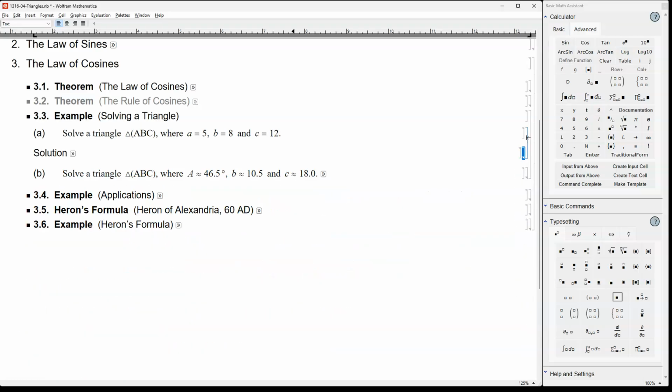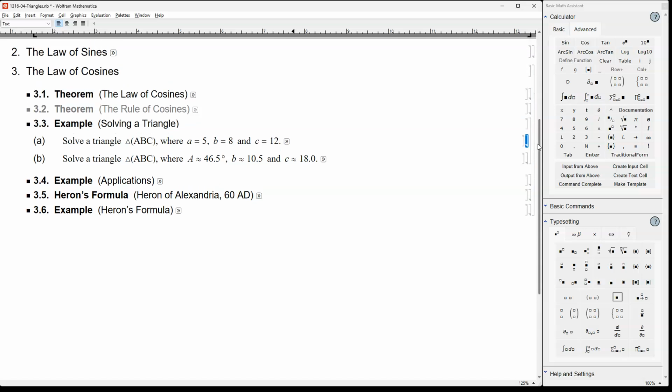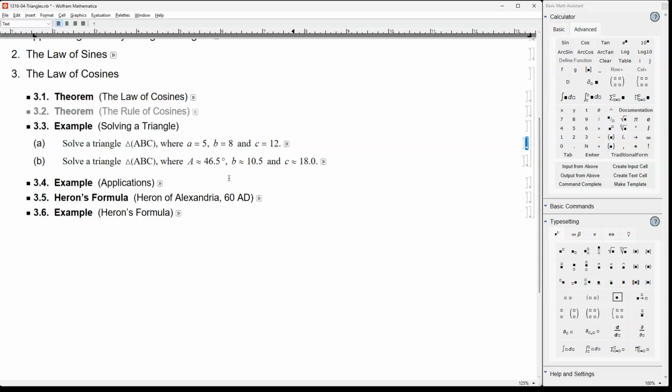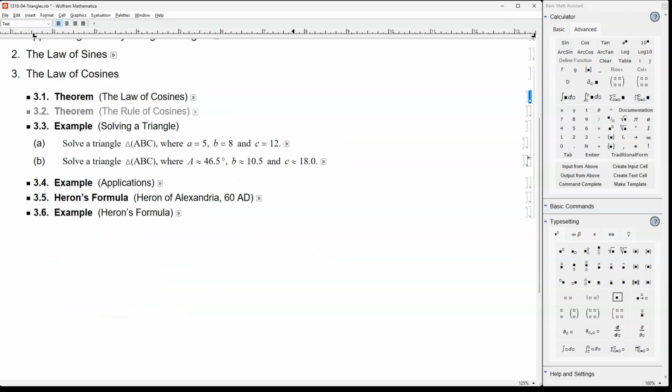Alright, we went through an example problem of SSS. Now let's go to SAS. We have an angle here, capital A, and 2 adjacent sides, small b and small c. So how do we handle this? Well, using the law of cosines, the first identity will help me identify small a, lowercase a.